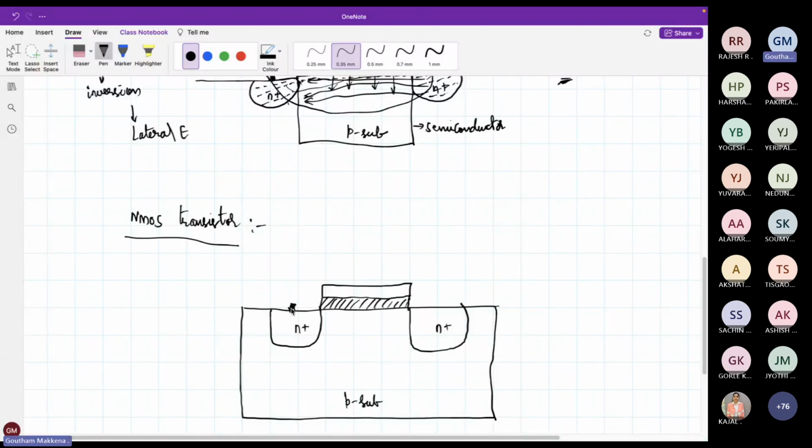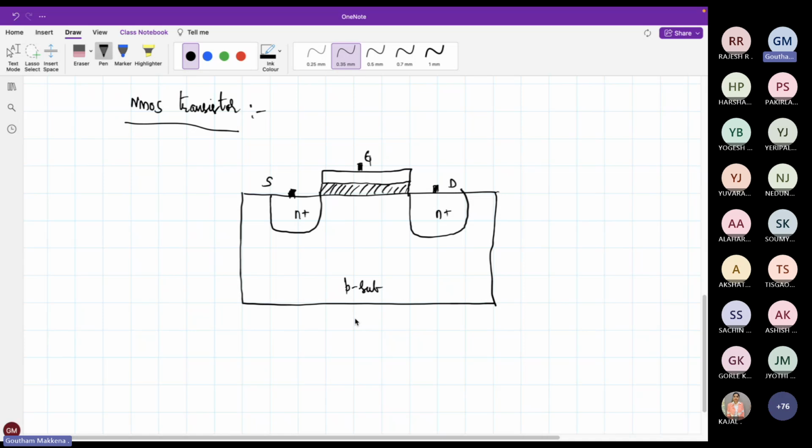So there are four terminals now. What are my four terminals? This is my source. This is my drain. This is my gate. What is the other terminal in the MOS capacitor? What was my second terminal? Bulk. That is called body. So these are the four terminals that I have in the MOSFET.